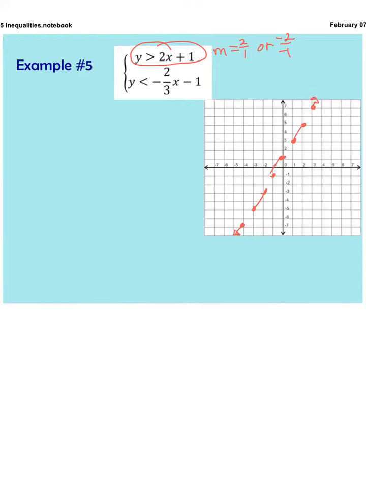Okay, and then if I drop myself on this line right here, and it's greater than, I want to shade above the line. So I want to shade where there is air and sunshine. So above the line is going to be in this direction here. Okay, then I'm going to graph the second one.